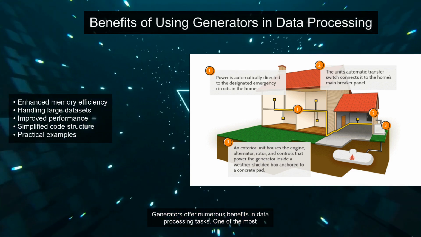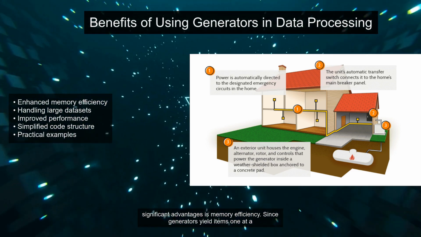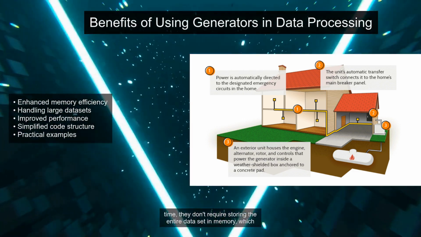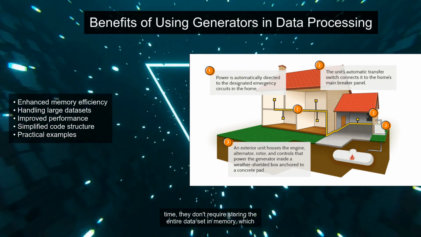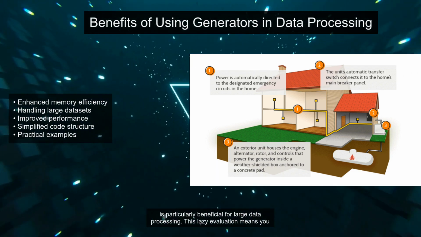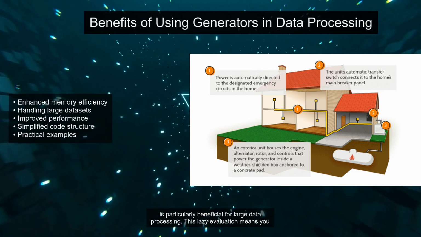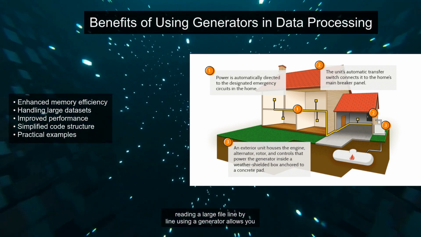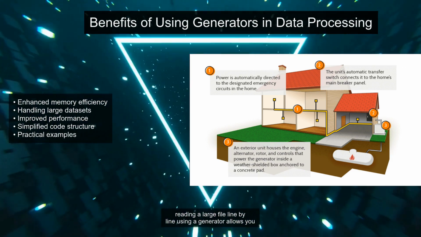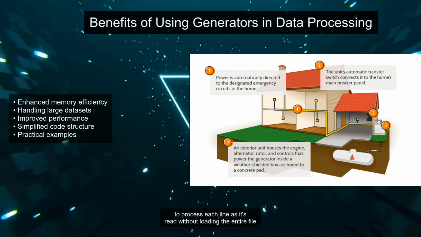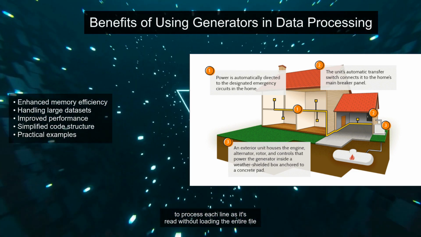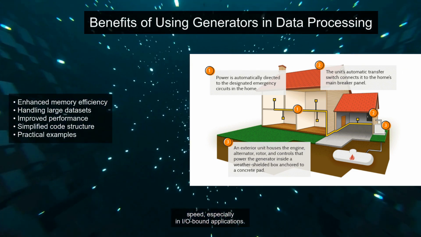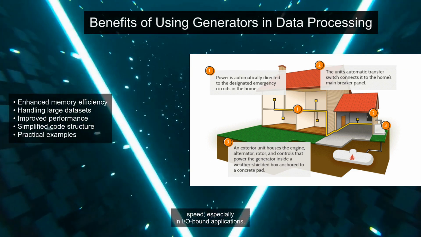Generators offer numerous benefits in data processing tasks. One of the most significant advantages is memory efficiency. Since generators yield items one at a time, they don't require storing the entire dataset in memory, which is particularly beneficial for large data processing. This lazy evaluation means you can start processing data before you've even finished generating it. For instance, reading a large file line by line using a generator allows you to process each line as it's read without loading the entire file into memory. This not only saves memory but also can improve processing speed, especially in I/O-bound applications.